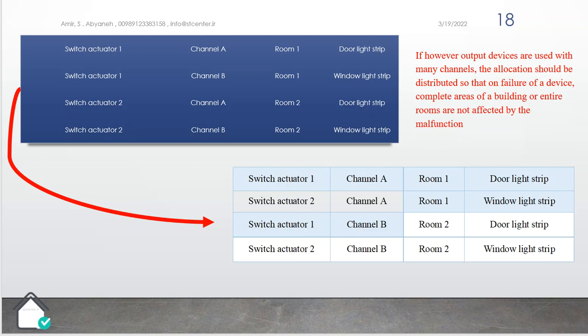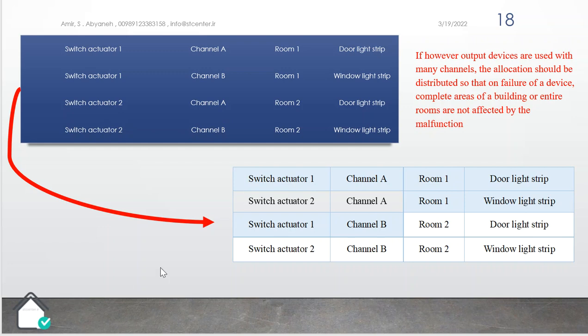Another safe planning we said is, for example, you want to control some lights for two rooms, room number 1 and room number 2. In room number 1 we have the channel A and channel B. In room number 2 we have the channel A and channel B. The book said it is better to use 2 switch actuators, each switch actuator with one output from each switch actuator.